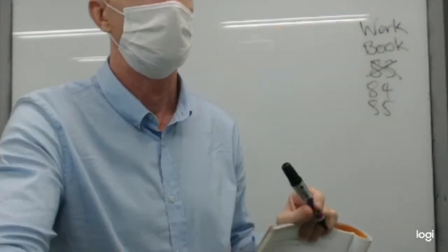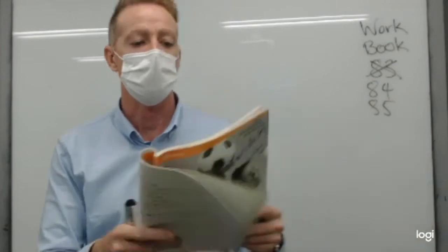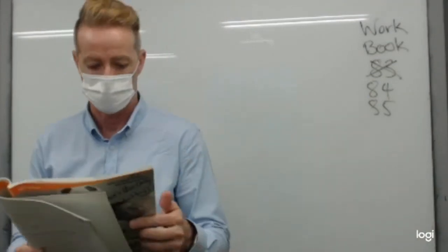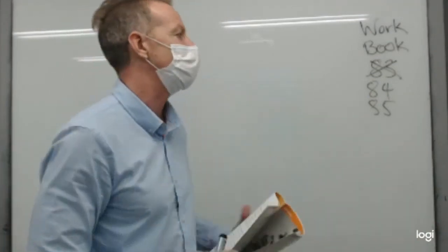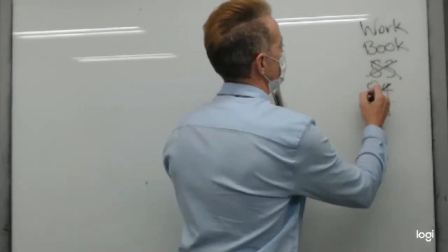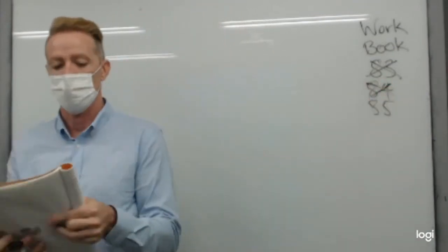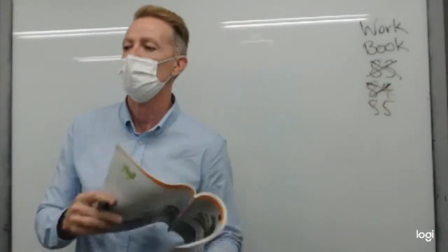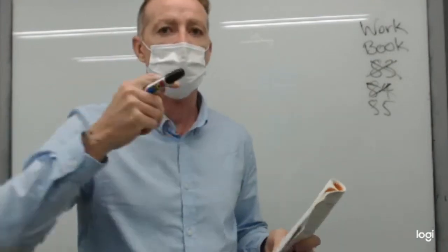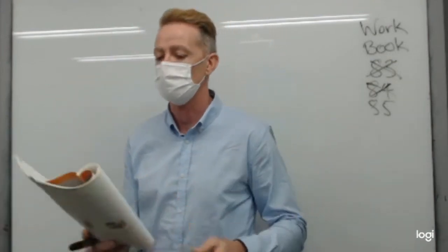1 to 7. All right, let's keep going, please. All right, page 85, last page. All right, all you have to do is circle the correct words. So circle the words at home. You don't need me to write them.